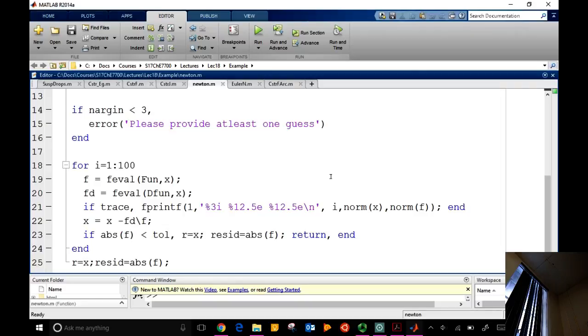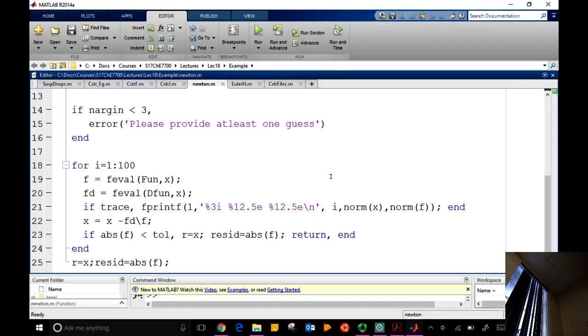But the algorithm itself is just one line, x equals x minus fd over f. The backslash operator in MATLAB is equivalent to the inverse function, right? So fd is an n by n matrix. This is the function. So it's an inverse of fd times f. And this is the original guess, this is the new guess. So I'm replacing the original guess with the new guess. I'm not using two different variables, the same variable. At the end of this, I will have only the new value. Okay, and if the residual is less than the tolerance, I return the value. Take x, x is my root, and I quit. Otherwise, I keep going 100 times.